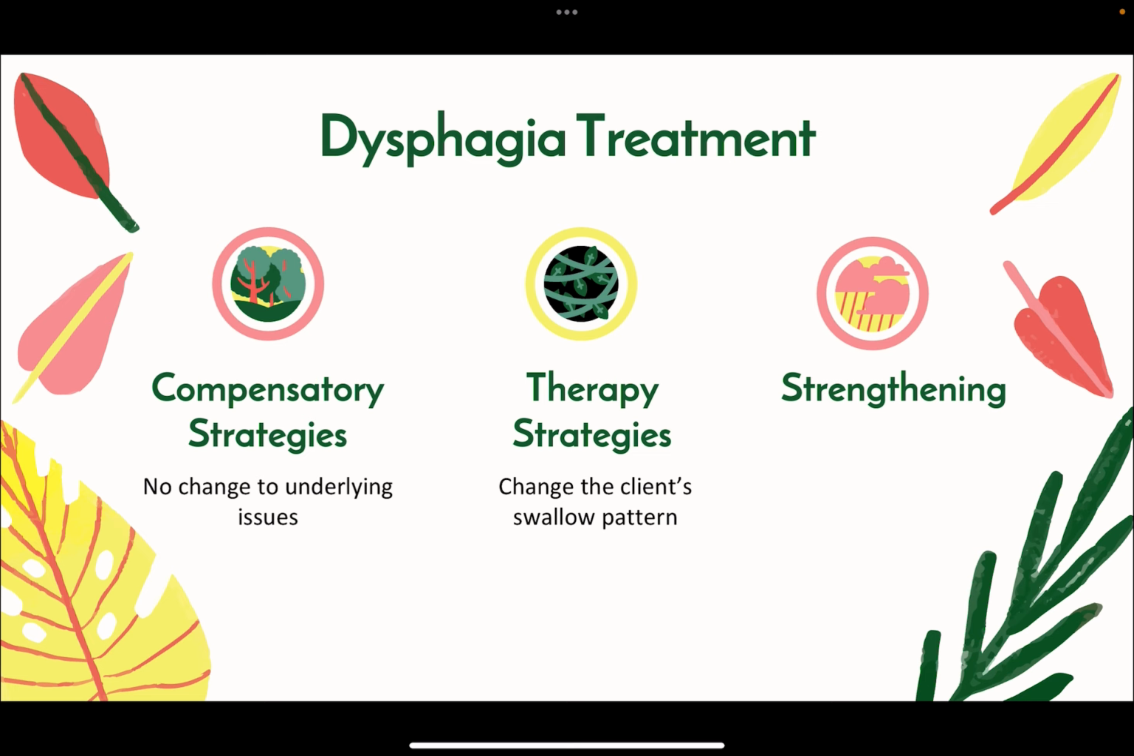With our motor speech clients, it's going to be critical that we look at treatment at the very time of assessment so that we're picking the correct treatment. There are some compensatory strategies that we can offer our client. There are strategies that change the client's swallowing pattern, so therapy strategies, and then strengthening strategies as well.